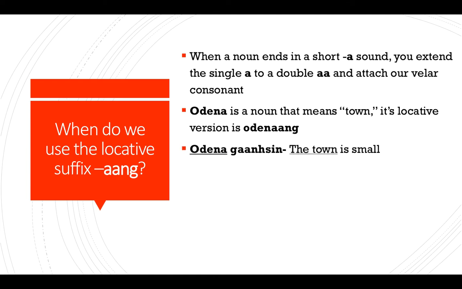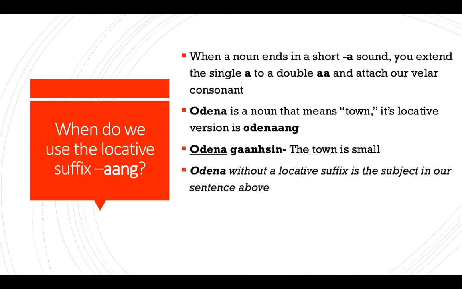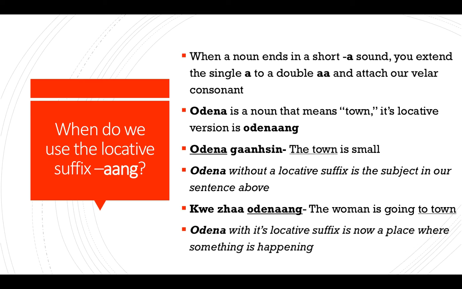Odana gasin, the town is small. Odana without a locative suffix is the subject in our sentence above. Kweja odanaang means the woman is going to town. Odana with its locative suffix is now a place where something is happening. It's the place where the woman is going to.